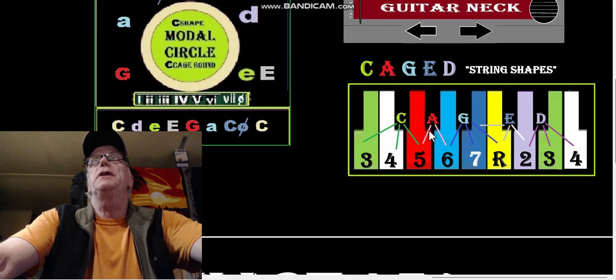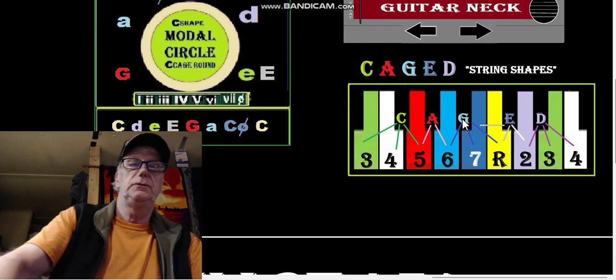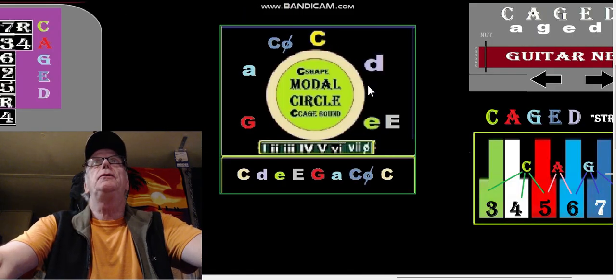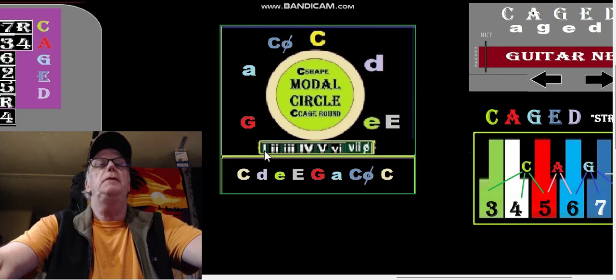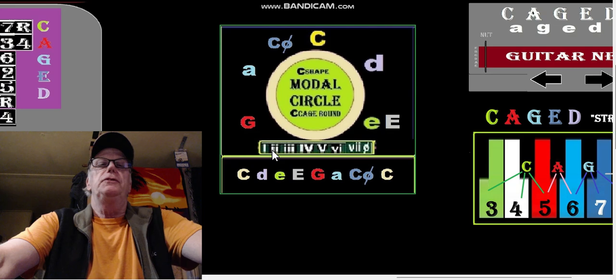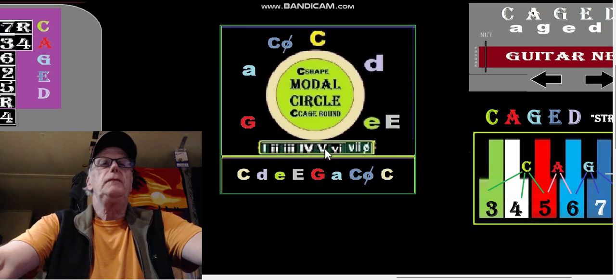So the 5, 6 string shape is bookend isolated by the C and the G. So that is definitely an A. The 6, 7 root G string shape is bookend isolated by the A and the E. So that leaves G in the middle. As we go around this circle, we're going 1 major Ionian, 2 minor Dorian, 3 minor Phrygian, 4 major Lydian, 5 major Mixolydian, 6 minor Aeolian, 7 minor diminished, half diminished, is Locrian.